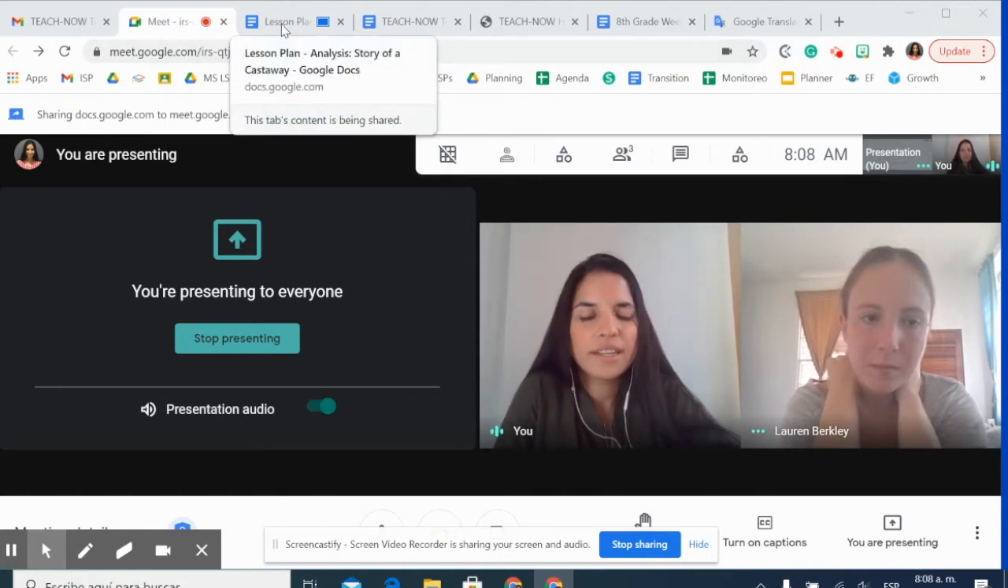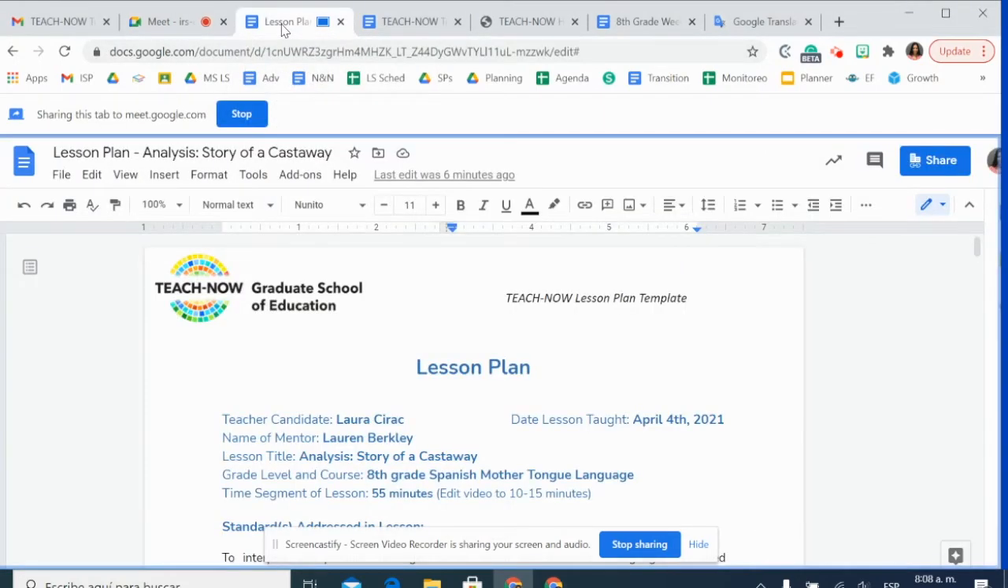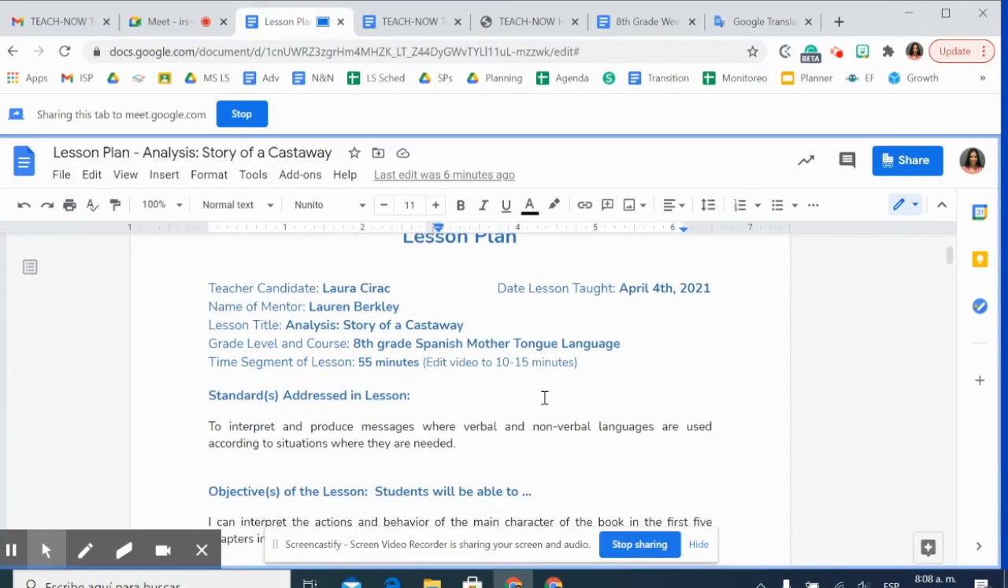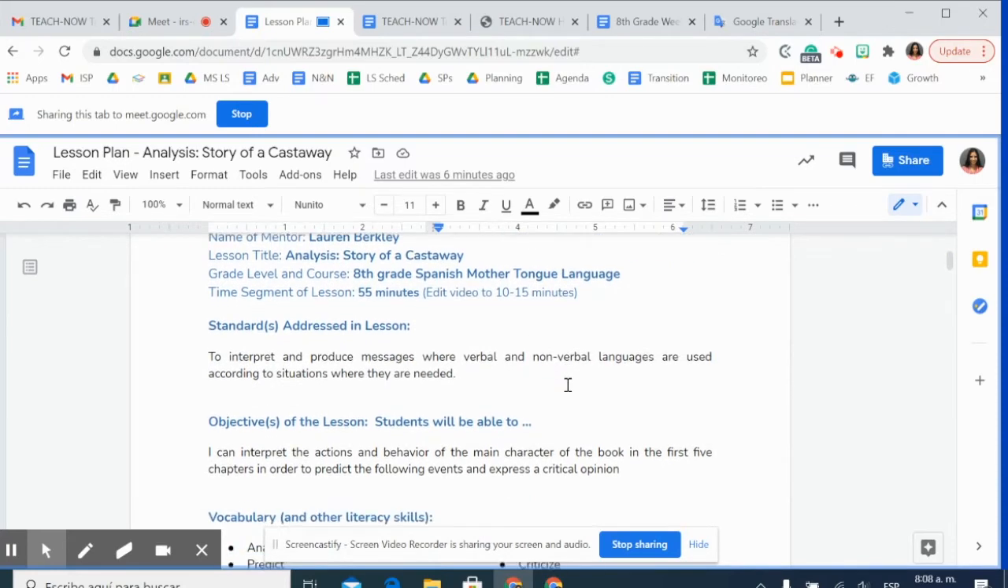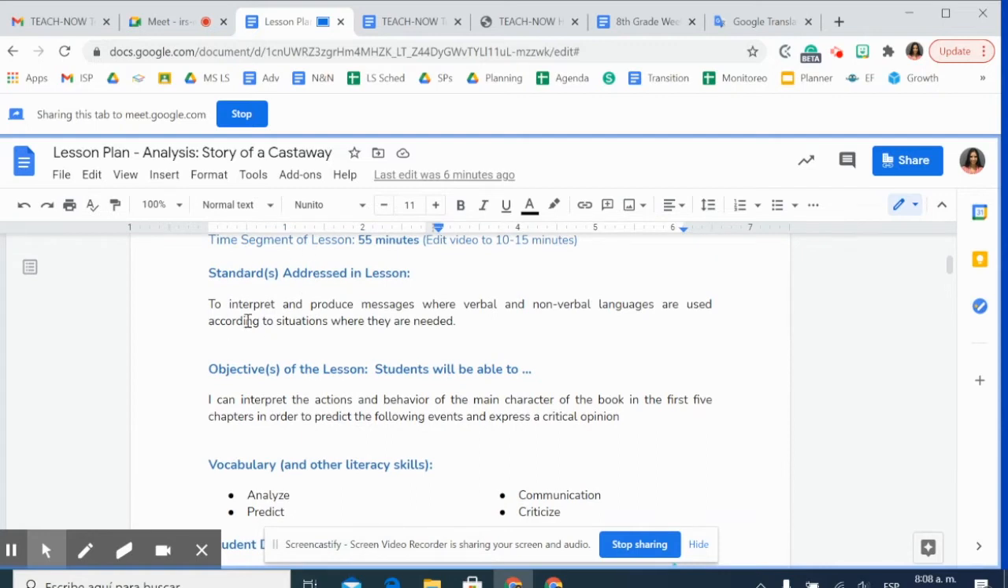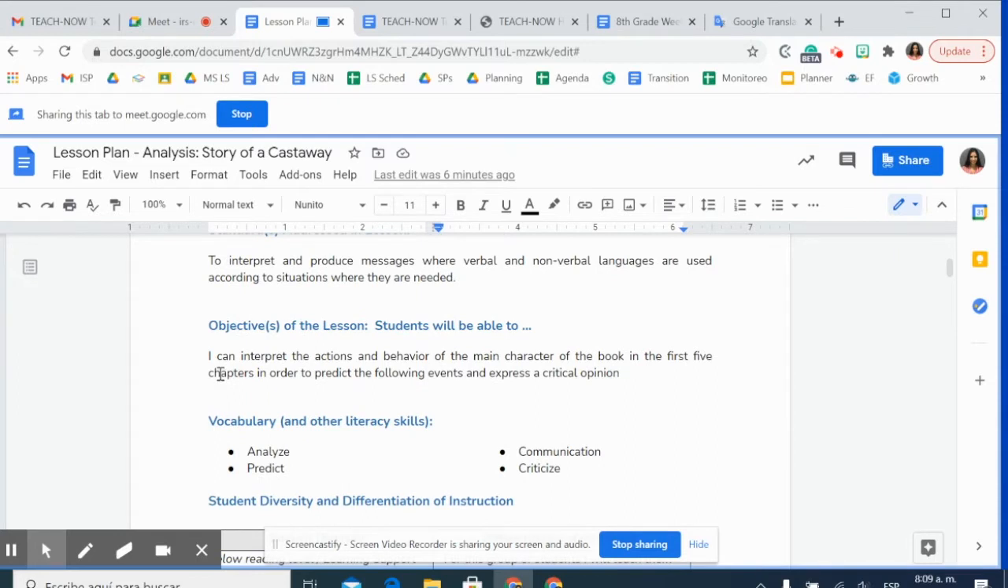I'm going to show you first the lesson plan that I'm going to present next week. So, here you have the details: how long the class is going to be, the title, and the date I'm going to give that class. Something really important is the standard that I'm going to address in that lesson, that is to interpret and produce messages where verbal and nonverbal languages are used according to situations where they are needed. The objective of this lesson is that the students will be able to interpret the actions and behavior of the main character of the book in the first 5 chapters in order to predict the following events and express a critical opinion.